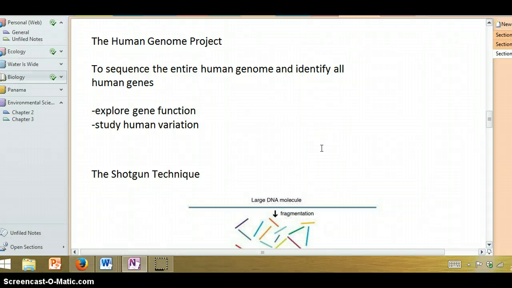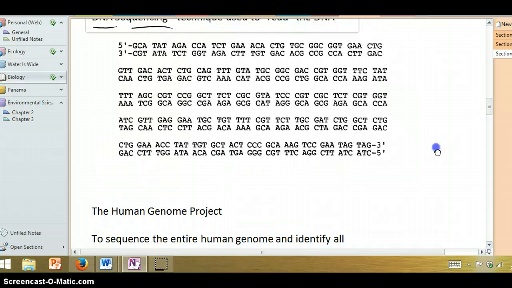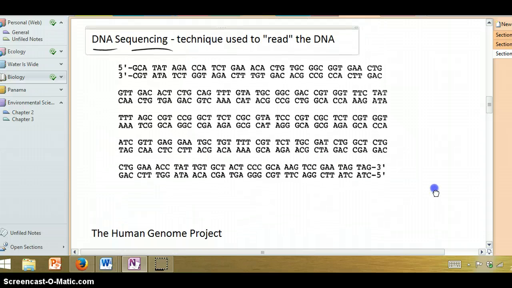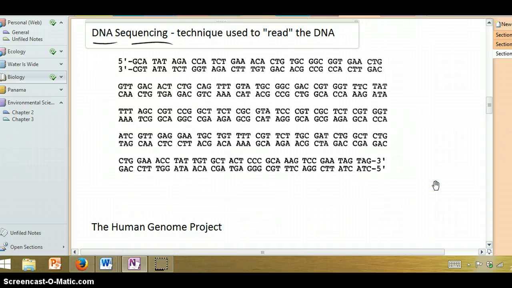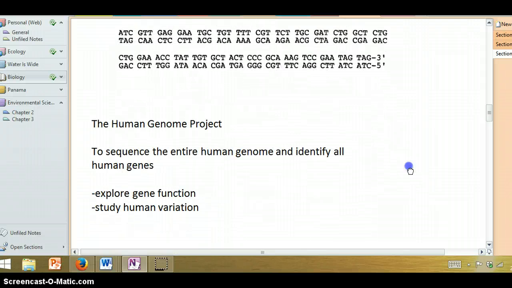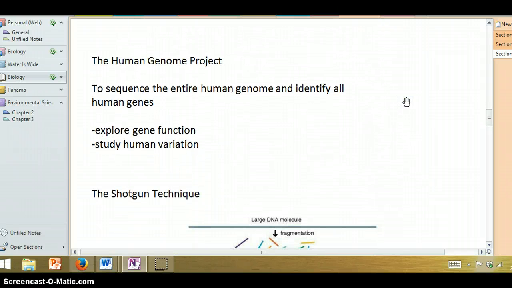All right, now let's finish up chapter 14, the third section. So we talked about the fact that we can sequence the DNA of a whole chromosome or parts of a chromosome. Well, back in the early 1990s, they started what became known as the Human Genome Project, and the goal was to sequence the complete genome for humans.